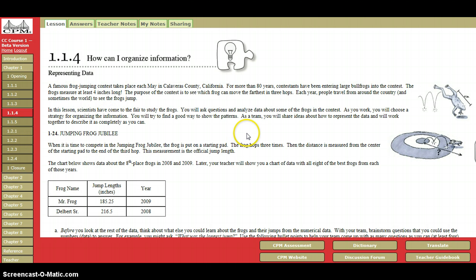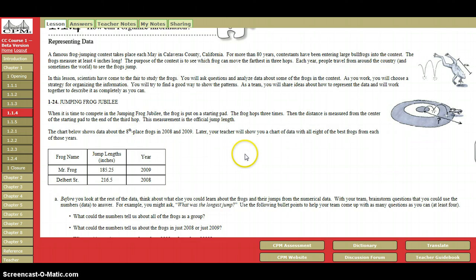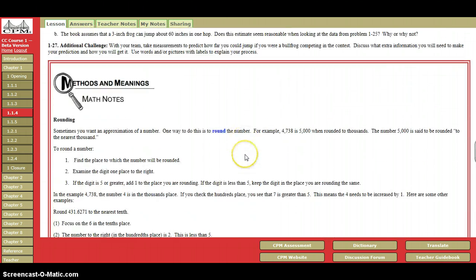Today in class, what we worked on was actually some pretty fun stuff about the Jumping Frog Jubilee. We got a chance to look at some different tables to see what questions we could ask ourselves about the data that was shown. We're doing something very, very similar. You can see me on my screen getting into the ebook now, 1.1.4. That is what we're going to be looking at. Here's all the stuff we did today in class.